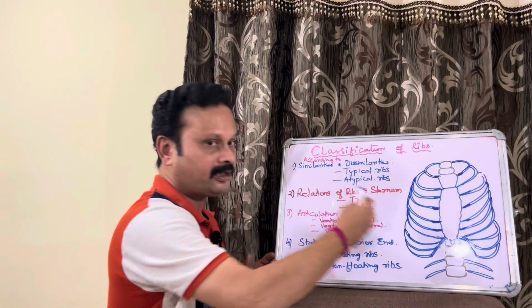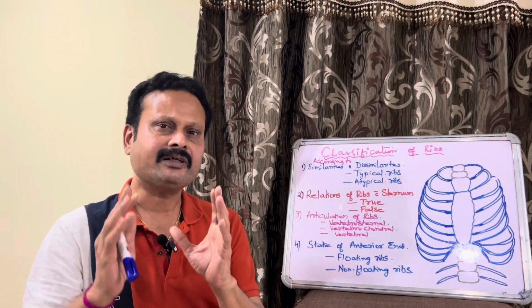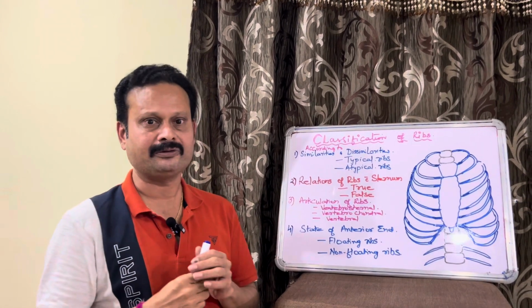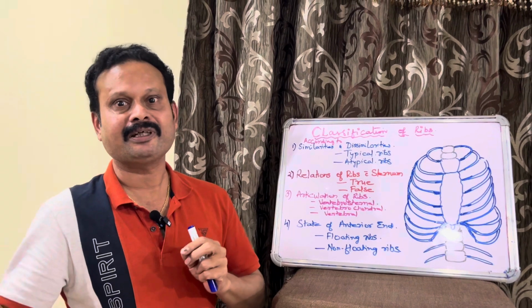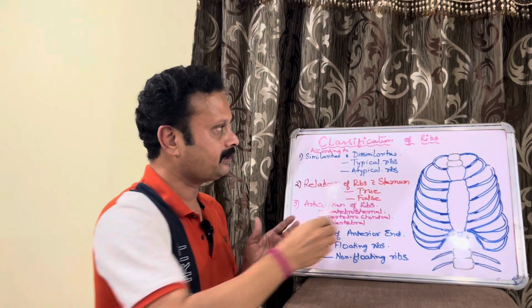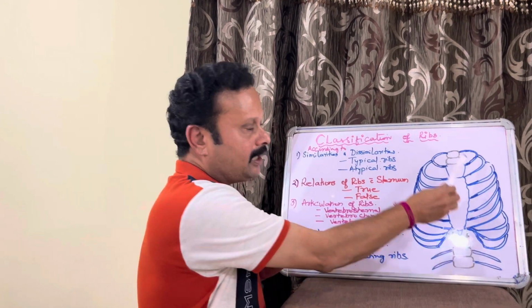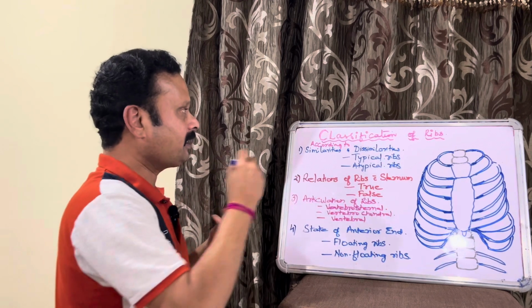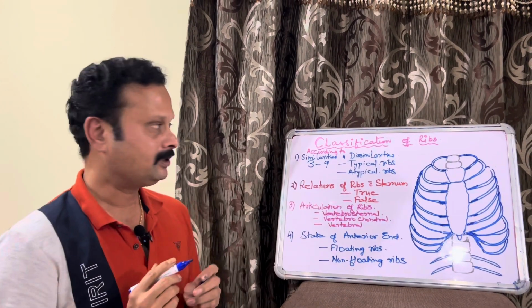Out of the 12 ribs, 7 ribs have the same features. That means we cannot differentiate them. When an individual rib is given to you, we cannot say whether it is 3rd, 4th, 5th, 6th, 7th, 8th, or 9th. So, 3rd to 9th ribs have the same features, hence they are called typical ribs. So, typical ribs are 3 to 9.